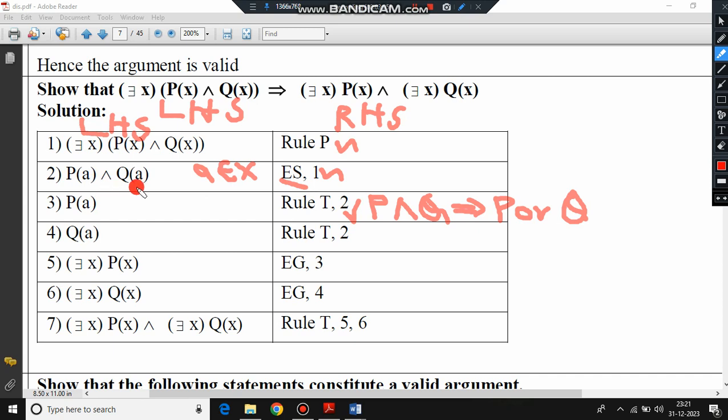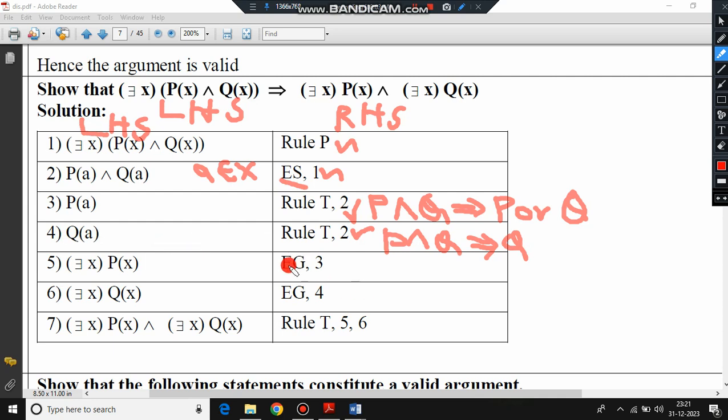So p of a and q of a, we can write as p of a by using this tautological rule. Similarly, by the tautological rule on step number 2, we can get q of a also, because p and q is given to us, which implies q also. We can replace the truth value of p and q by q. That's the rule we have applied here.